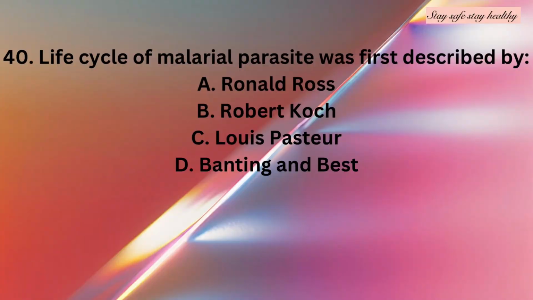Life cycle of malarial parasite was first described by A. Ronald Ross, B. Robert Koch, C. Louis Pasteur, D. Banting and Best. Yes, it is an easy answer. Your guess is right. A. Ronald Ross. So the life cycle of malaria parasite was first described by British Army surgeon Ronald Ross in 1897. Ross was awarded the Nobel Prize in Medicine for his work on malaria.